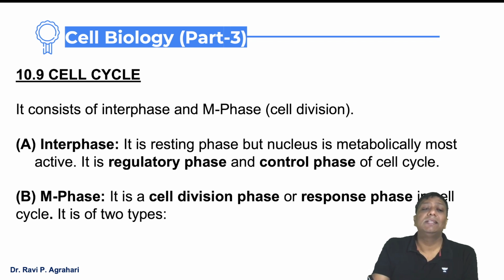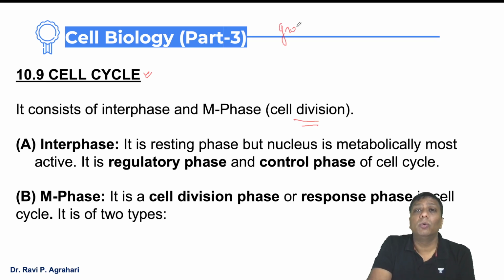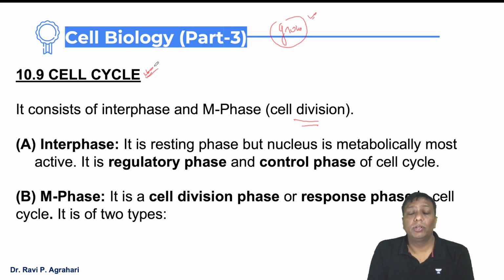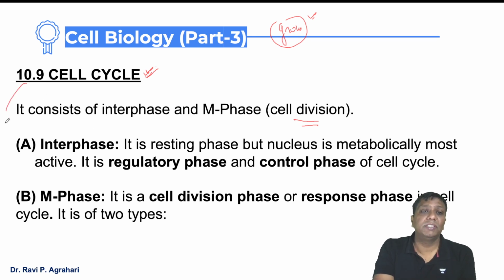Now I'll come to the cell cycle. This is also very important, guys. Whenever the cell is going to divide, there are a few phases the cell passes through, and cell cycle and cell division are important. Very simple, guys: because of cell division, an organism will grow. So the growth of any organism is because of the cell cycle. And the cell cycle has two phases, guys. The first phase is the interphase and the second phase is the M phase.